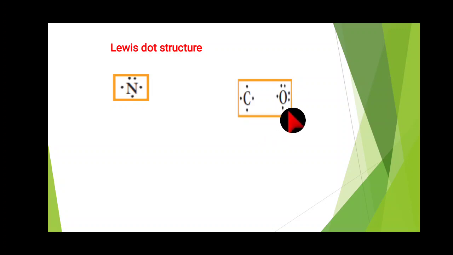Likewise oxygen, atomic number 8, 1s2 2s2 2p4. So 2s2 2p4, totally 6 outermost electrons. Oxygen valence electrons are 6, denoted as a Lewis dot structure. Then helium, atomic number 2, so 2 electrons.